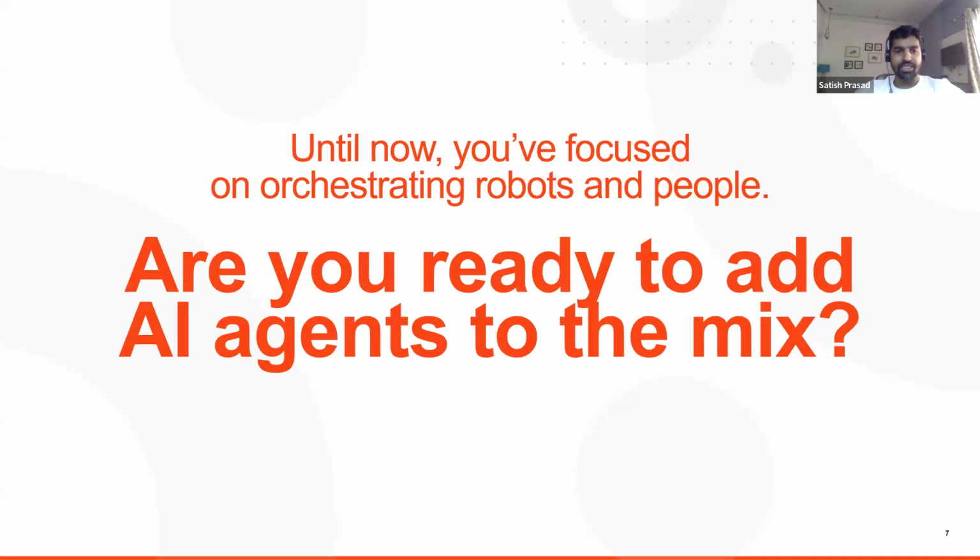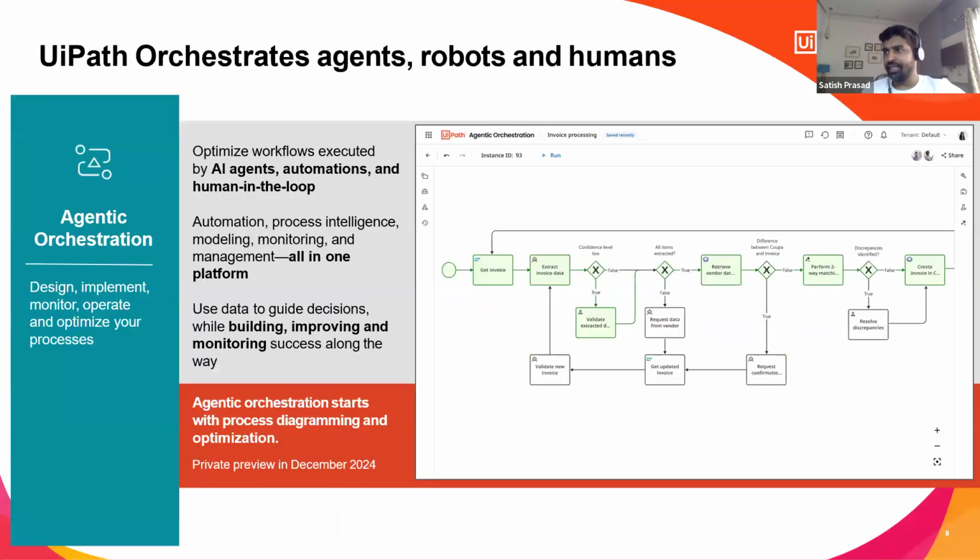So let me quickly repeat it. Agentic orchestration provides you 5 capabilities. One is how you should be able to design your process. We'll talk about how you should be able to implement your process. Then we'll talk about how you should be able to monitor and operate your process, and obviously the optimization, because it has the AI flavor.